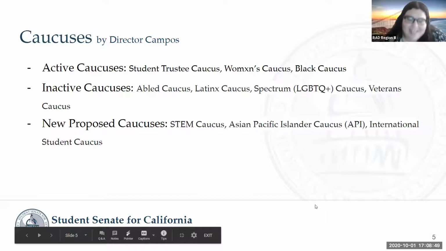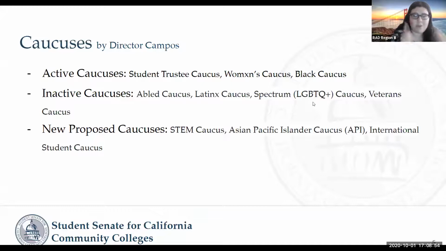Also, Brianna Ross just mentioned the Sustainability Caucus, which is one of the proposed caucuses that students have been interested in creating over the last few months. On that same point, we have the STEM Caucus, Asian Pacific Islander Caucus, and the International Student Caucus. All of those are potential caucuses that need to be created, or areas of interest. And many of the caucuses are active to serve and address long-term issues that affect these populations.